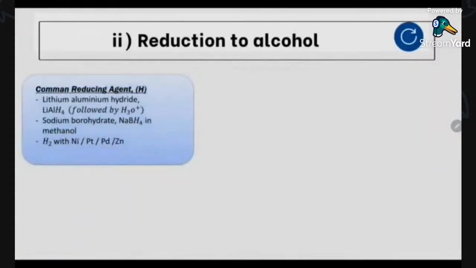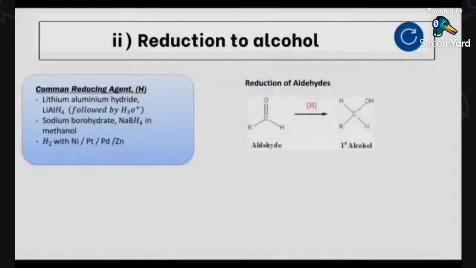Reduction to alcohol. Common reducing agents: lithium aluminium hydride LiAlH4 followed by H3O+, sodium borohydride NaBH4 in methanol, H2 with Ni, Pt, Pd or zinc. Reducing an aldehyde: this is an aldehyde because there is only one R attached to the carbon, react with H and produce a primary alcohol. You can see here this is a primary alcohol because only one R is attached to the carbon.